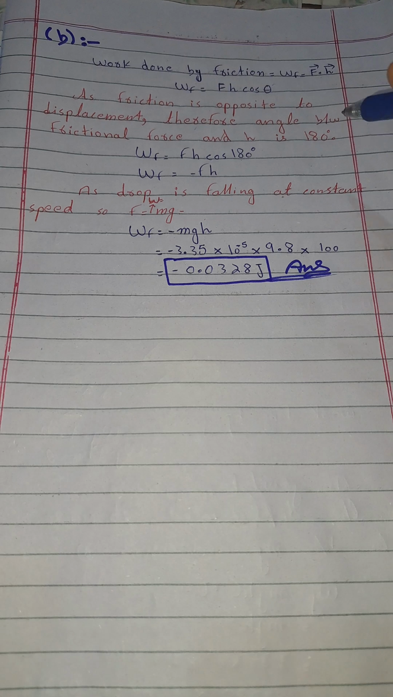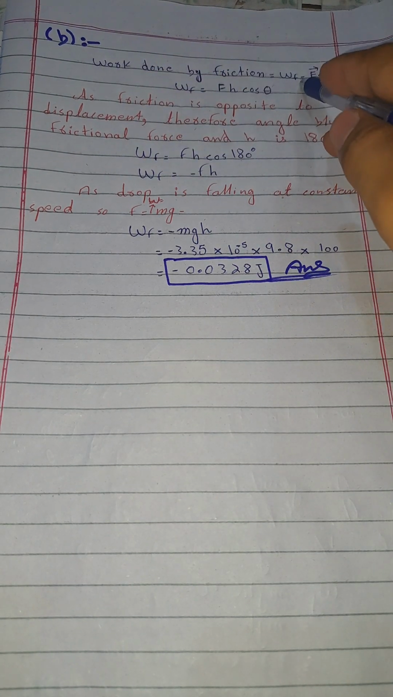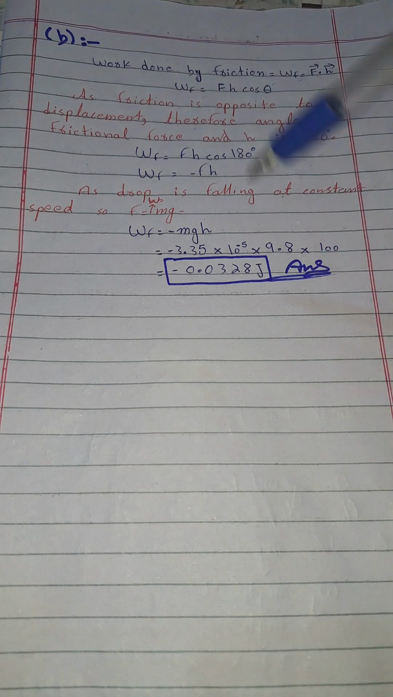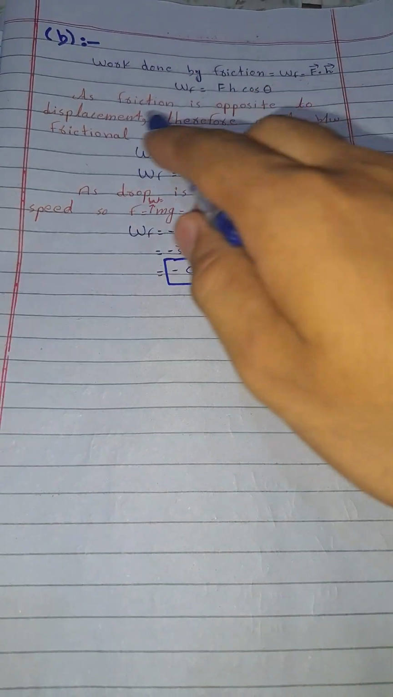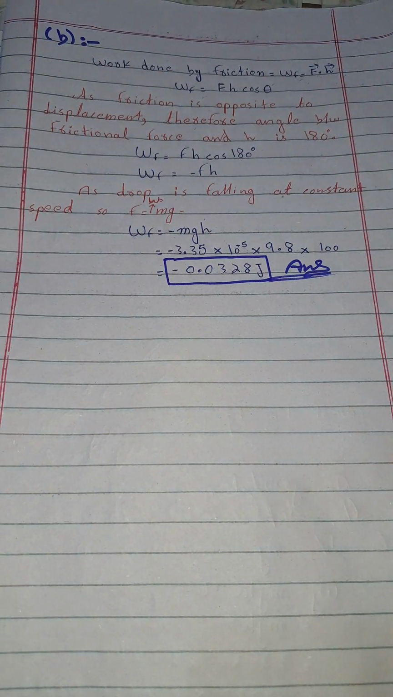Now we have to find the second required value of this problem. As I already told you, work is equal to F dot D, but here we are considering D is equal to H. So the work done by friction is equal to F dot H. As friction is opposite to displacement, the drop is falling downward, so it means that the friction of air on the drop is upward.